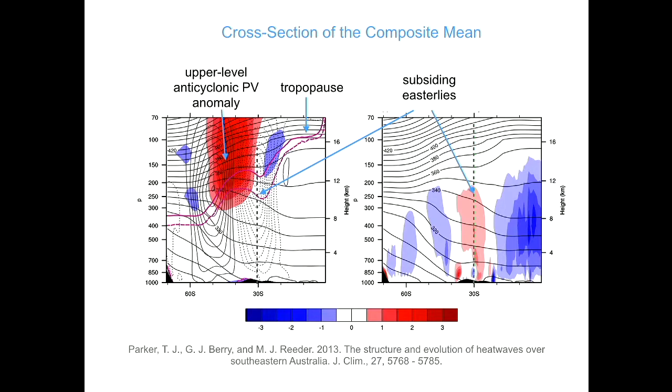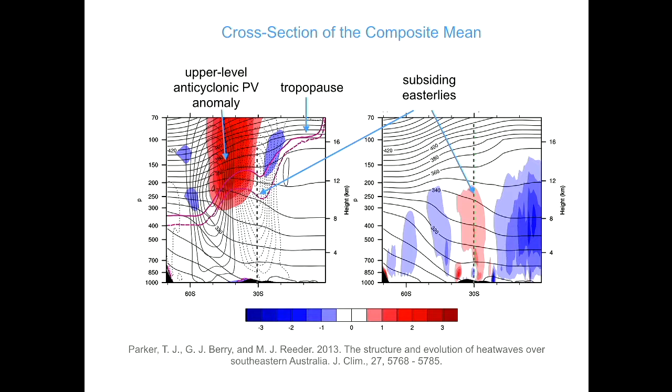The first thing that hits you in the face is that the PV anomaly is largest in the upper atmosphere. Even though we're talking about heat waves, something that's important to the surface, look, the defining feature is this big stratospheric anomaly in the PV.